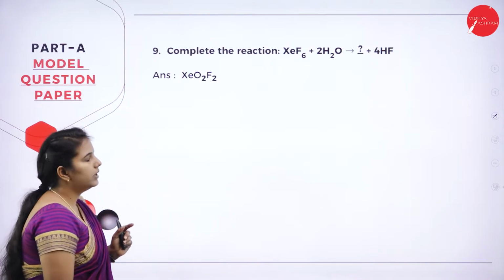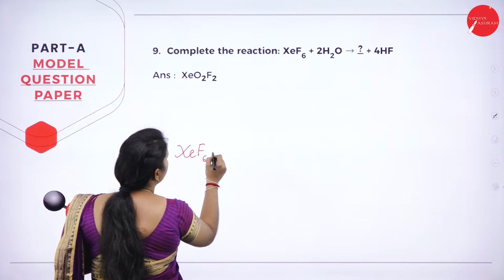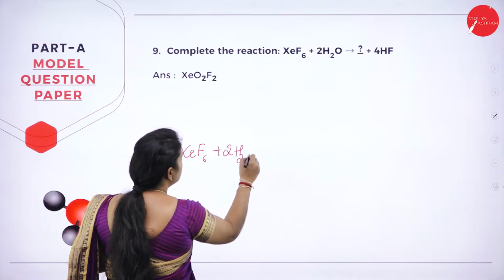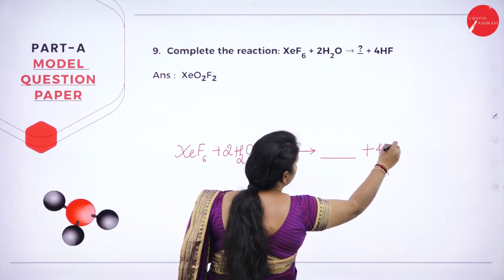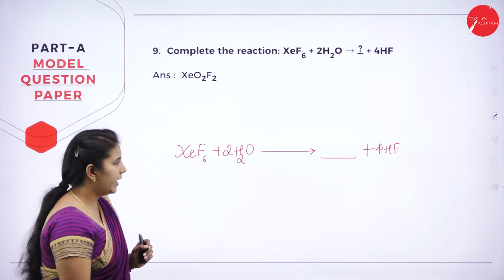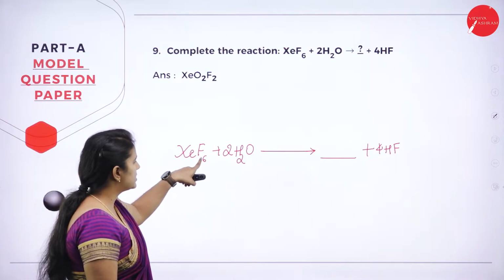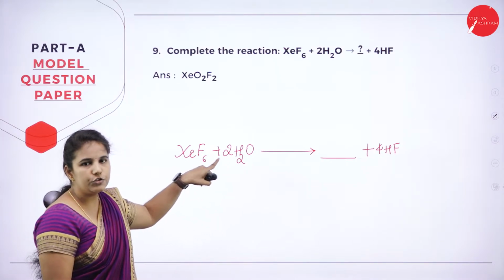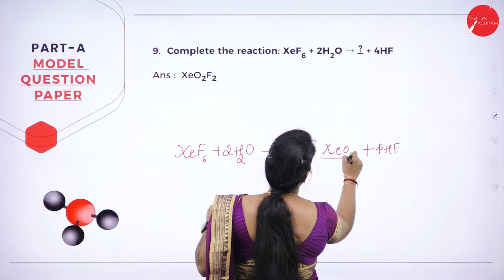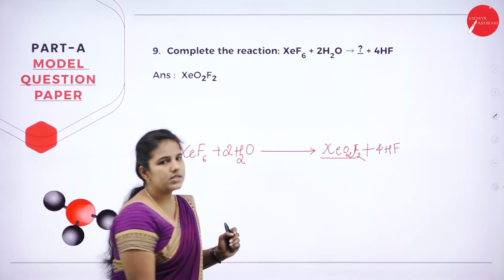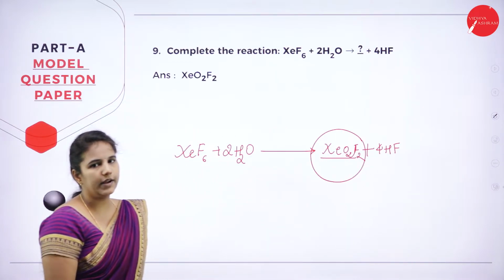Complete the reaction. Here we have the reaction XeF6 plus 2 water molecules giving rise to a first product, and the second product is hydrogen fluoride, HF. We need to identify the first product. This is xenon hexafluoride reacting with 2 molecules of water, and it forms xenon oxyfluoride. If you write this as the answer, it is enough to get 1 mark.